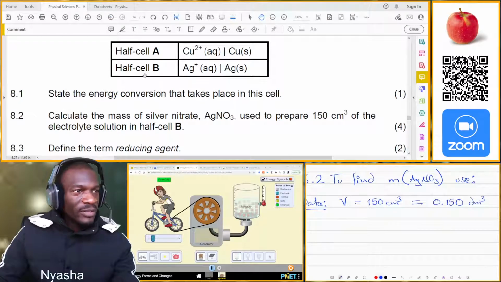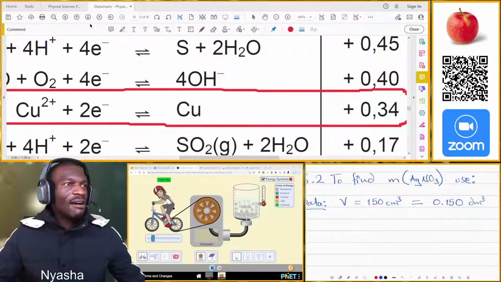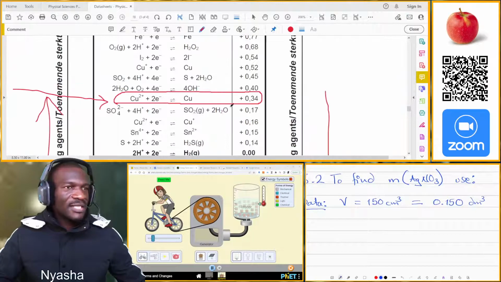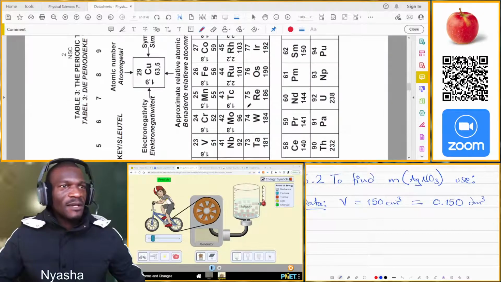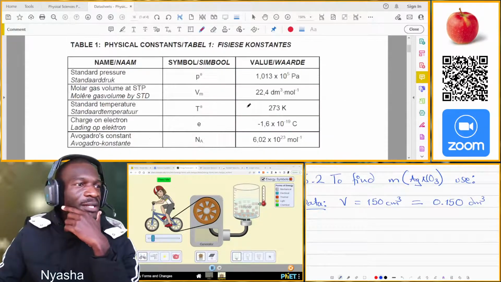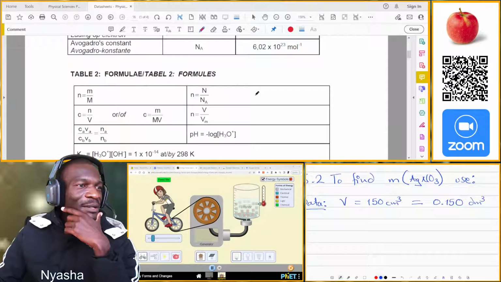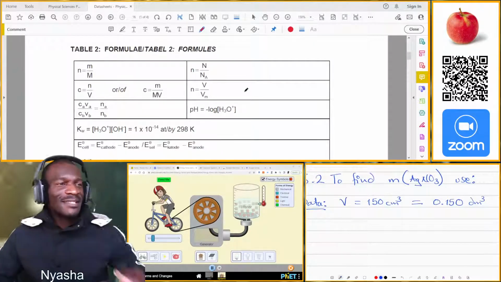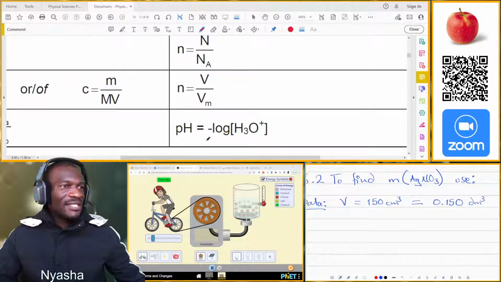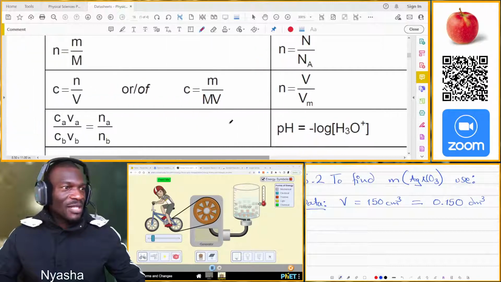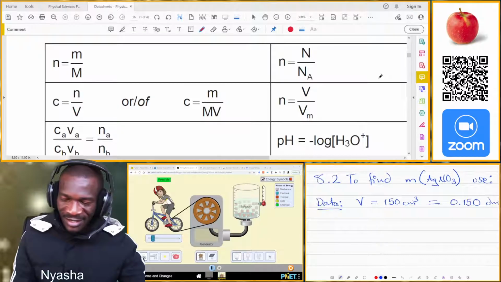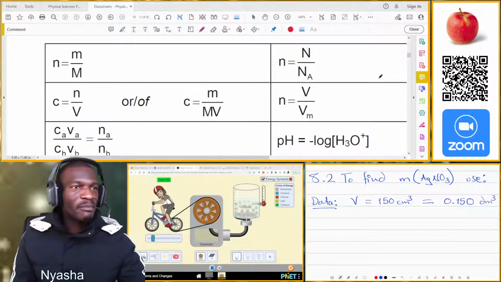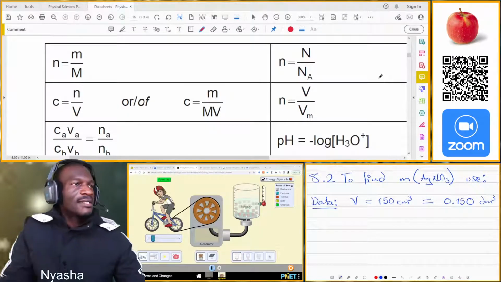Just scroll all the way down this question paper, you will find the data sheet. I've already shown you part of the data sheet when we were looking for these electrode potentials. So let's just scroll and look for some formulae. There we have it. So these are some formulae that are provided in the exam. So you can actually pass this exam because there's some formulae that you can use directly from the exam paper itself.